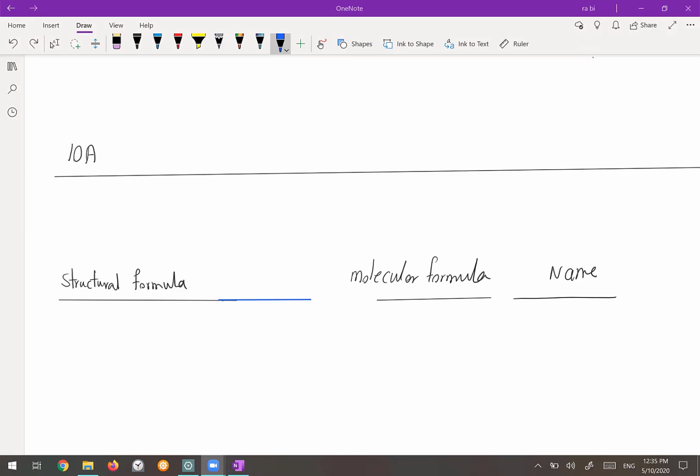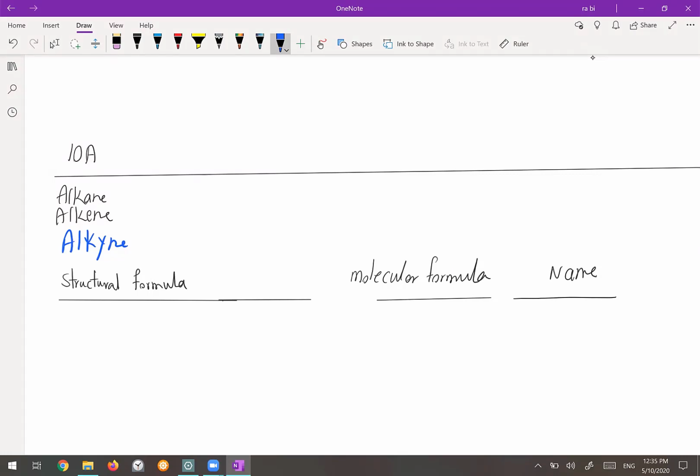In previous sessions, we have talked about the alkanes and alkenes, two groups of the hydrocarbons. In this session, we want to talk about the alkynes. Same as the previous ones, we will draw their structural formula, both condensed and uncondensed format. Then we will look at their molecular formula and their name.